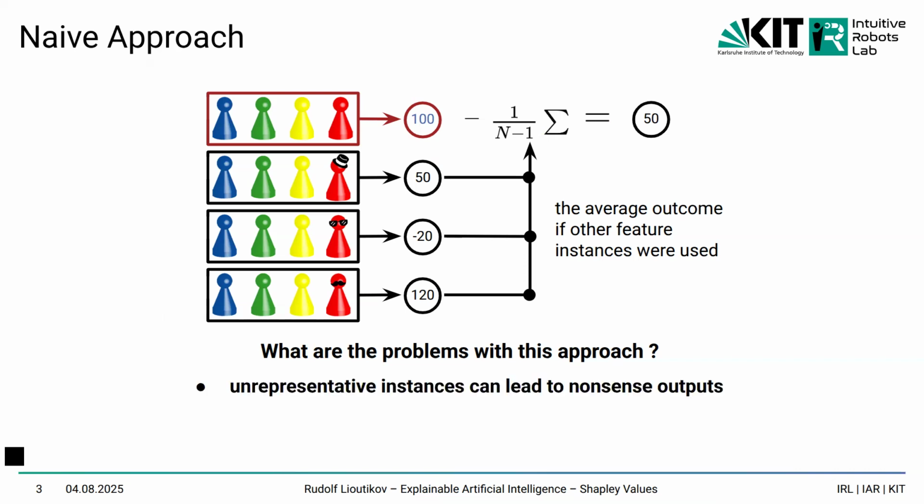Okay, so the first thing is basically that we are again creating these nonsensical combinations, right? We have this Frankenstein samples kind of, so we have instances that don't exist, which can become problematic, right? And the second thing is that it doesn't consider interaction effects. So this is what we're going towards, right?